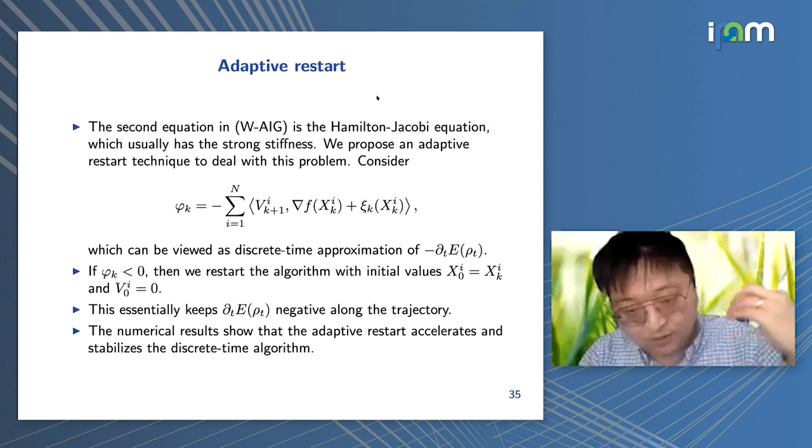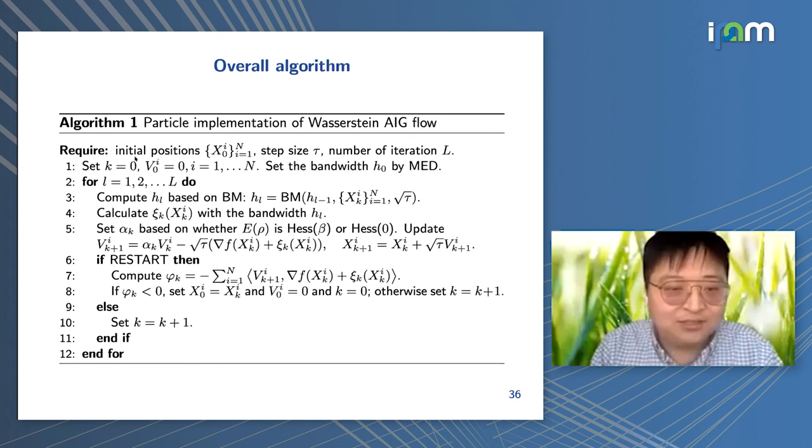So this is the algorithm. I'll give you 1 minute to look at it. Essentially, we do everything the same as before. The only difference is that we try to learn a log rho during the pass, and we use a restart technique to make sure the kinetic energy decays during the update.